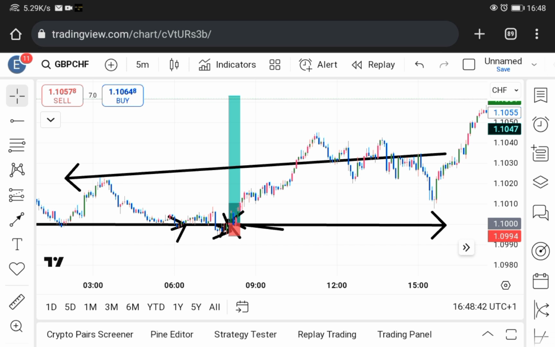So for you to really be a better trader, you have to focus on only one thing. You don't have to trade everything you see in the market. Pick one thing and make it your own.